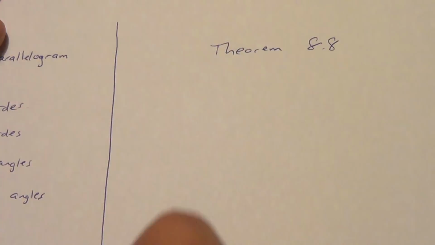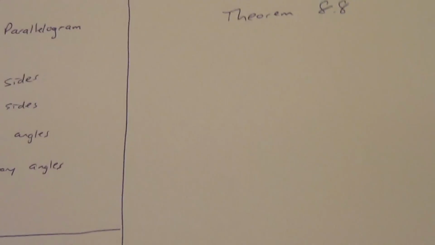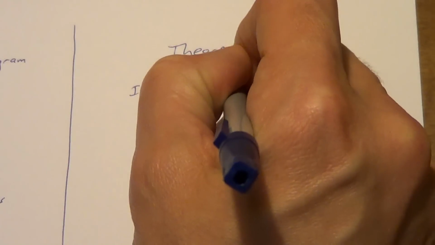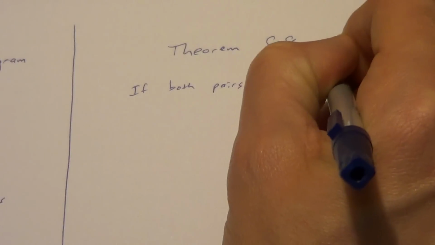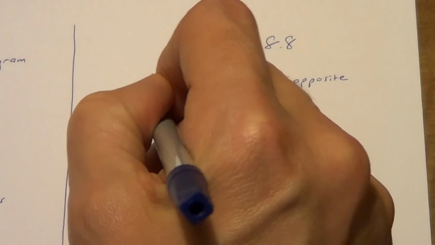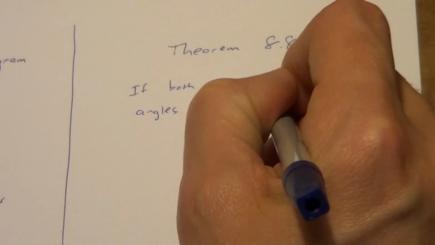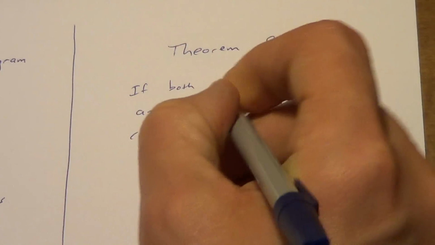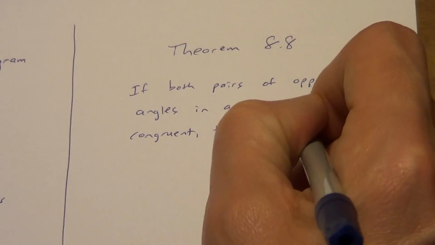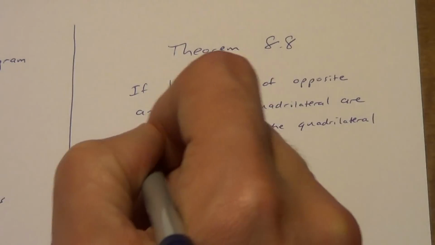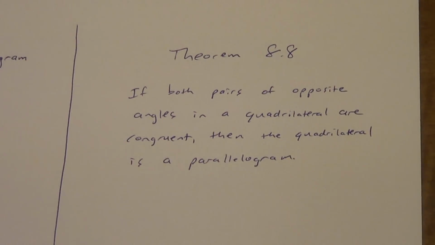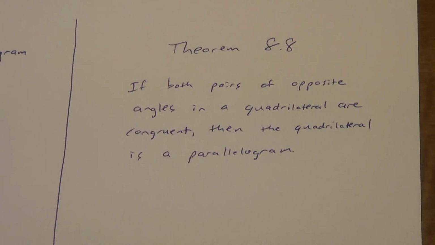Okay, kind of separate these things. Theorem 8.8 says, if both pairs of opposite angles in a quadrilateral are congruent, then the quadrilateral is a parallelogram. All right, so go ahead and get that copied down if you need to. If both pairs of opposite angles in a quadrilateral are congruent, then the quadrilateral is a parallelogram.